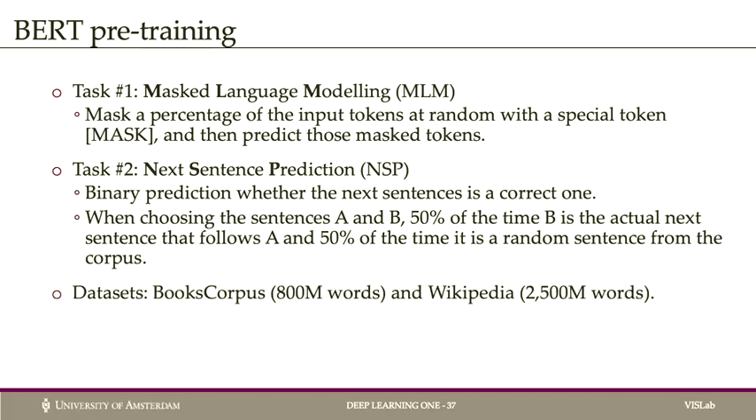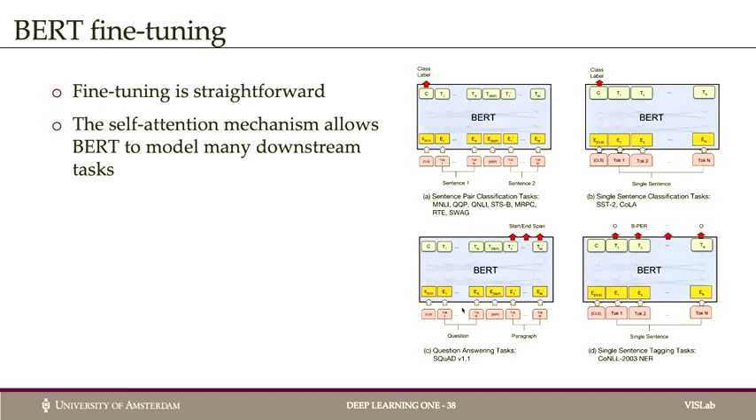And then these two tasks are used for pre-training the model, and they use huge datasets, like the BookCorpus, which has 800 million words, and basically Wikipedia. So those are huge datasets. But that's one of the key elements for the success of large-scale transformers, using really huge datasets. And this kind of large-scale pre-training is not really feasible to do with our own computers, let's say.